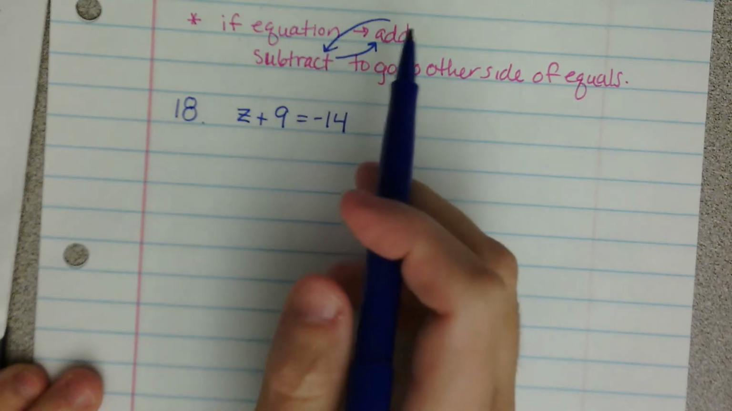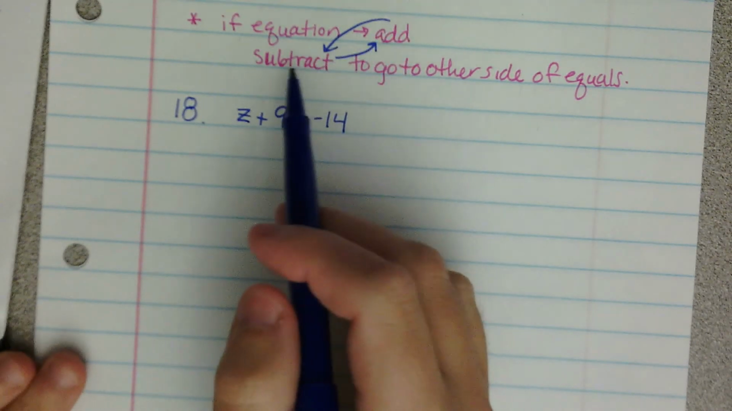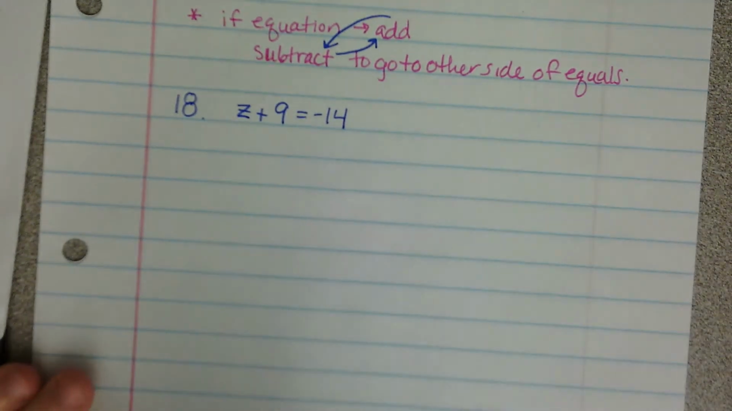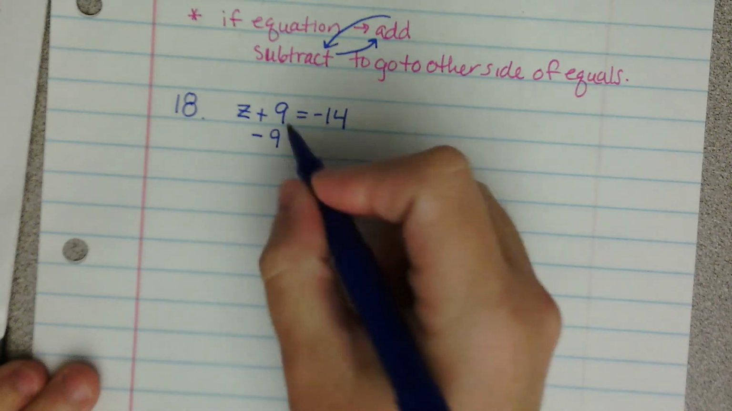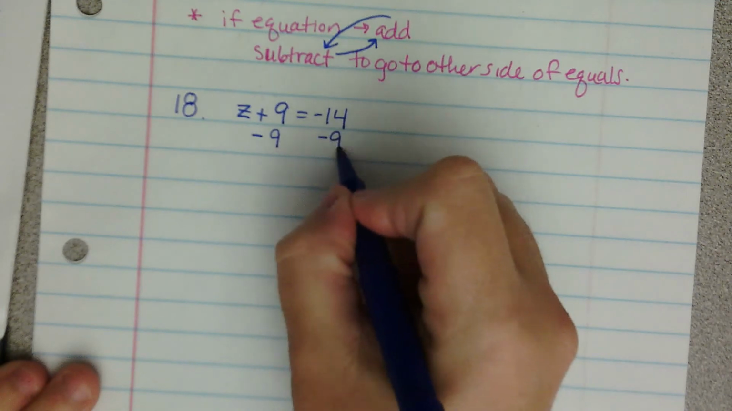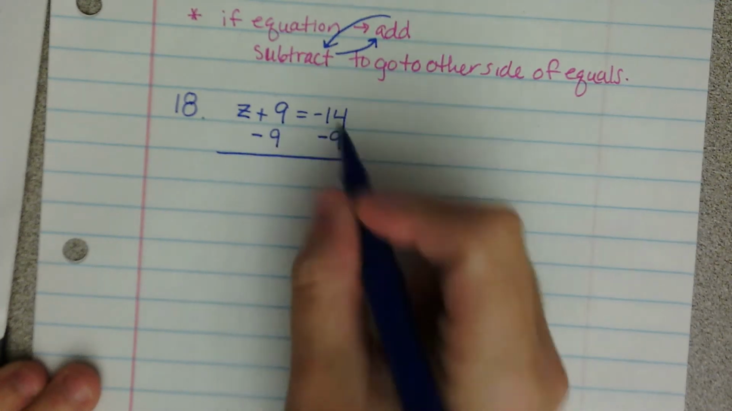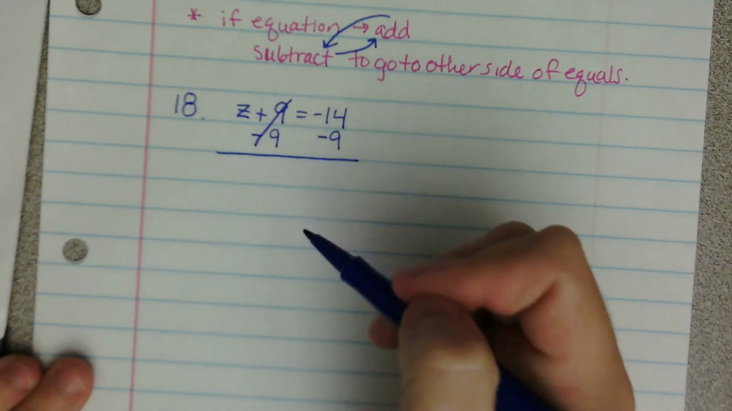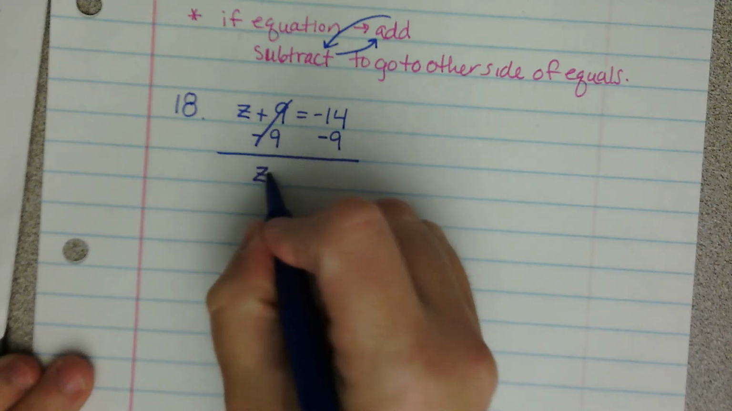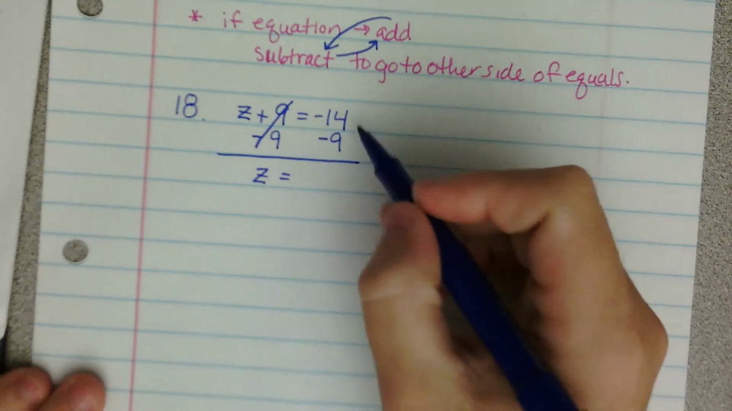So again, if you've got an addition or a positive, you need to subtract to get it on the other side of equals. So what you would do is you would do minus 9 on this side, go across the equals and do minus 9 on this side. You're going to draw your line and cancel out your positive and your negative. Positives and negatives cancel out, not positives and positives. So you want to make sure that you're doing inverse operations.